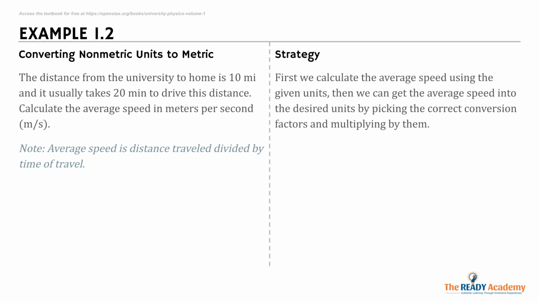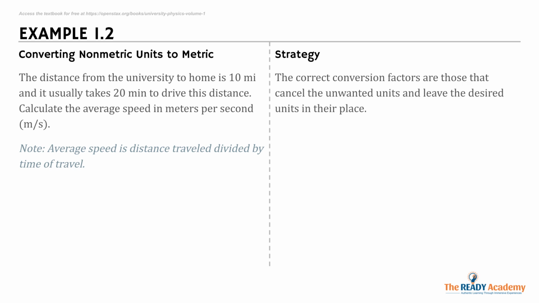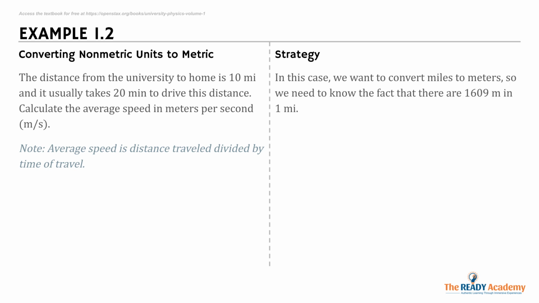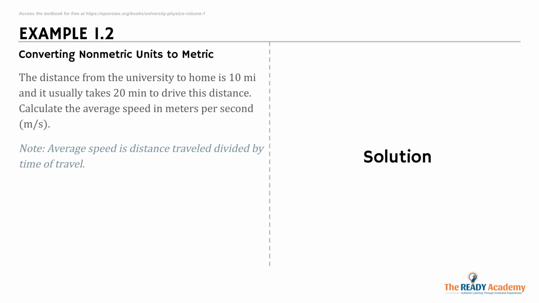Strategy. First, we calculate the average speed using the given units. Then we can get the average speed into the desired units by picking the correct conversion factors and multiplying by them. The correct conversion factors are those that cancel the unwanted units and leave the desired units in their place. In this case, we want to convert miles to meters, so we need to know the fact that there are 1,609 meters in 1 mile. We also want to convert minutes to seconds, so we use the conversion of 60 seconds in 1 minute.